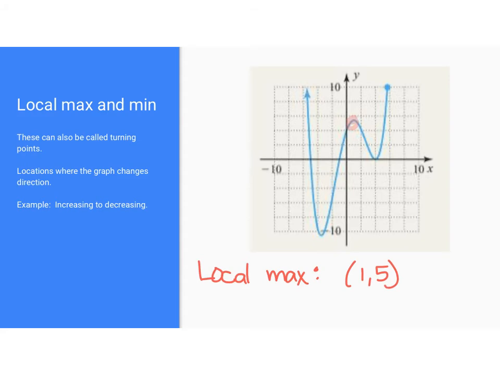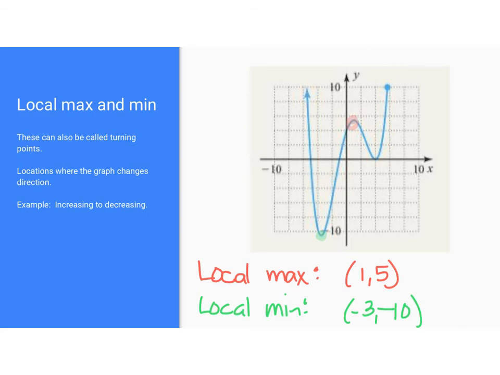I can look again carefully at the graph and see that I have a local minimum down here. Again, that's a turning point, a place where my graph is changing direction. So we have a local minimum at the point (-3, -10). Again, it's really important we watch our notation here, that we label those as points with parentheses around them in order to denote what's happening.